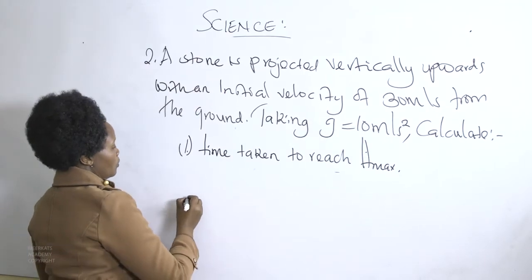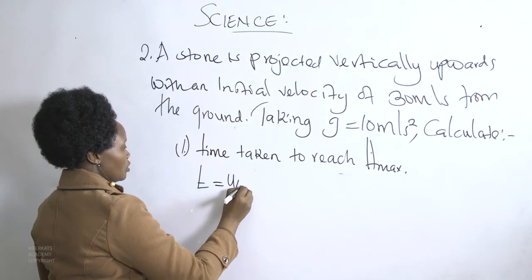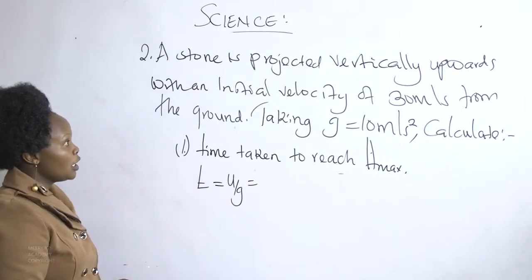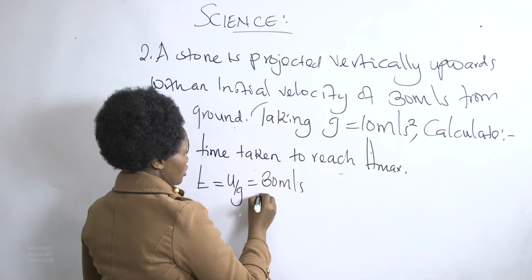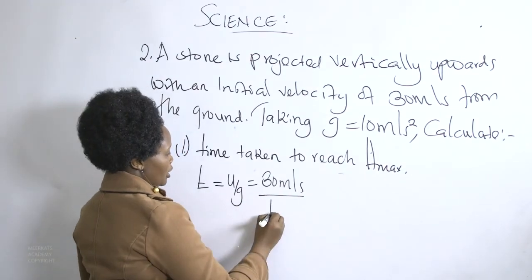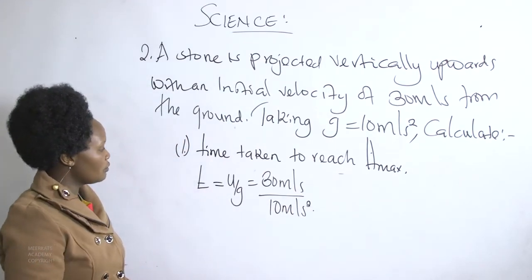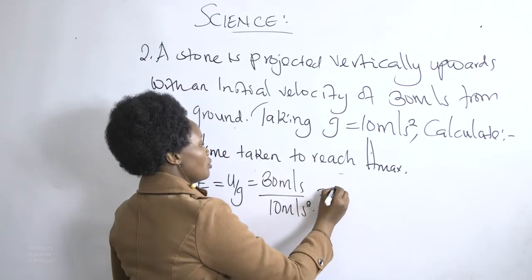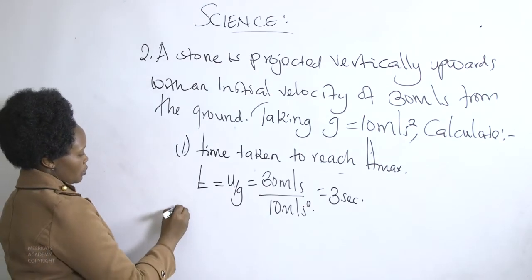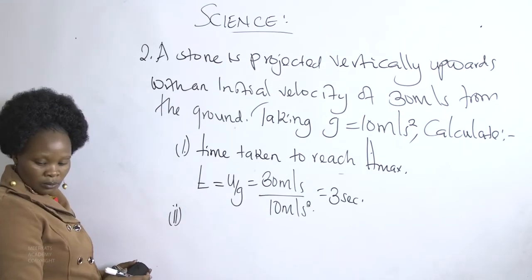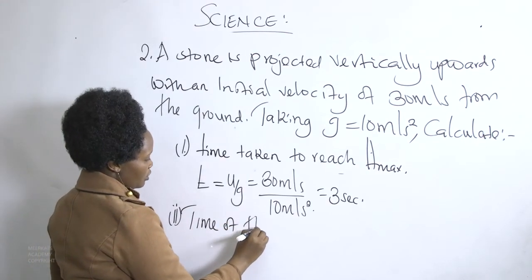Now, we know that t is equal to u over g. Our u is 30 meters per second, and our g is 10 meters per second squared. Therefore, our t will be 3 seconds. Part 2 of the question is the time of flight.